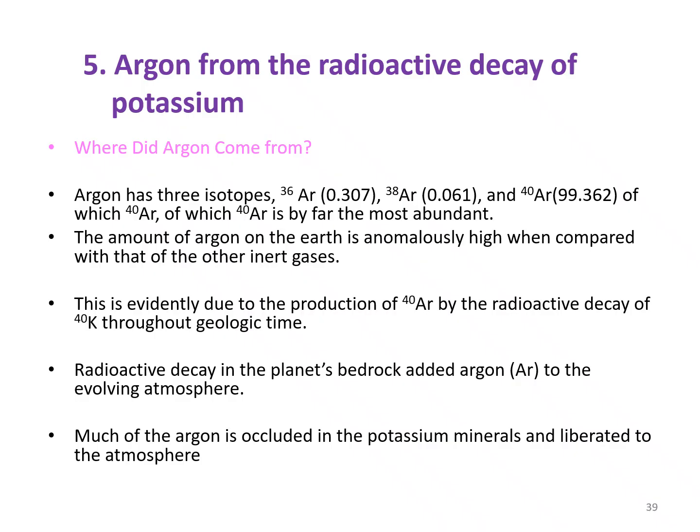argon 38. The amount of argon on the earth is anomalously high when compared with the other inert gases. This is due to the production of argon by the radioactive decay of potassium 40 throughout geological time. And radioactive decay in the planet's bedrock has added argon to the evolving atmosphere. And much of the argon that is occluded in the potassium minerals has been liberated into the atmosphere.